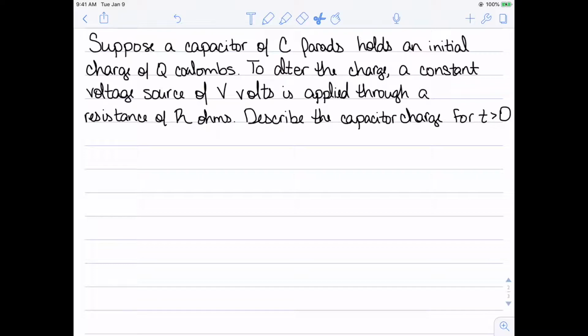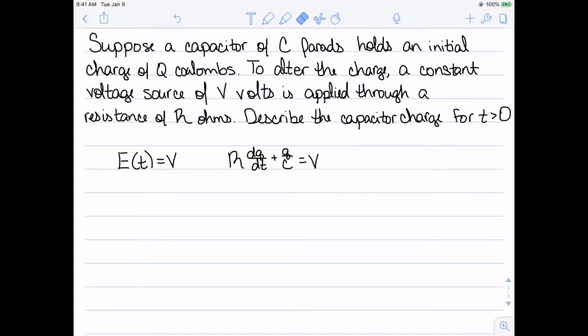Let's suppose a capacitor of C farads holds an initial charge of Q coulombs. To alter the charge, a constant voltage source of V volts is applied through a resistance of R ohms. We want to describe the capacitor charge for t greater than 0. Since we have a constant voltage source of V volts, we have that E of t is equal to V, so that's a constant.